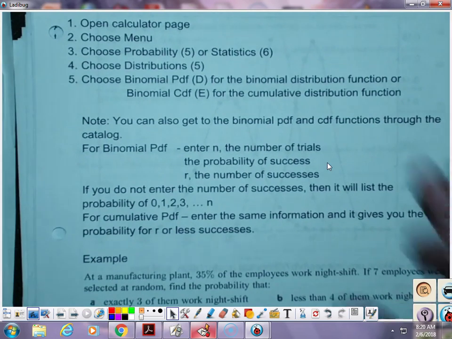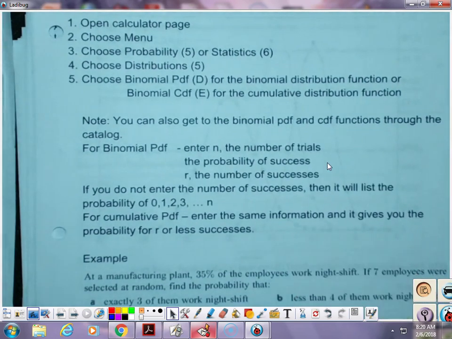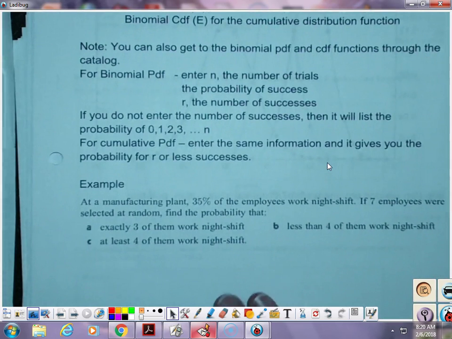Okay. Alright, so all of this is just the calculator directions in case you forget. Alright, so here we go.